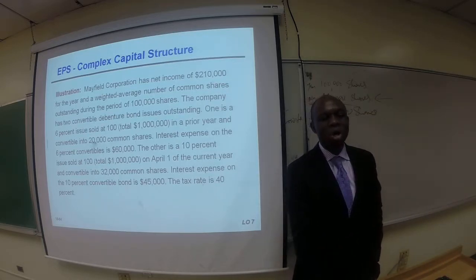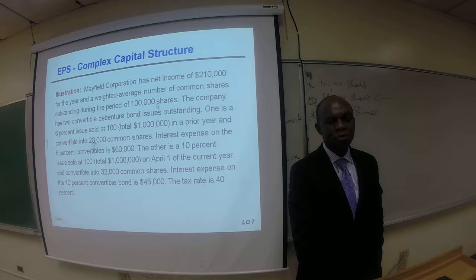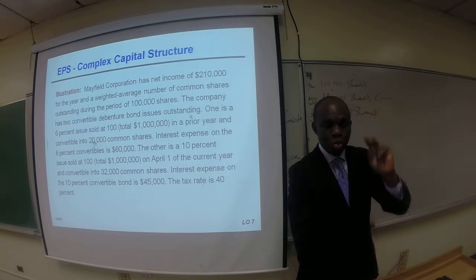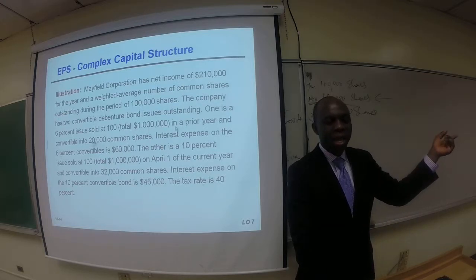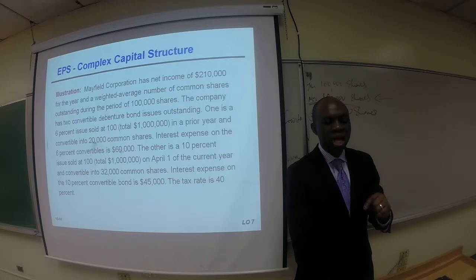M Corporation has net income of $210,000 for the year and a weighted average number of shares outstanding during the period of 100,000 shares. The company has two convertible debenture bond issues outstanding. One is a 6% issue sold at 100, that is at par, total $1 million in a prior year and convertible into 20,000 common shares.